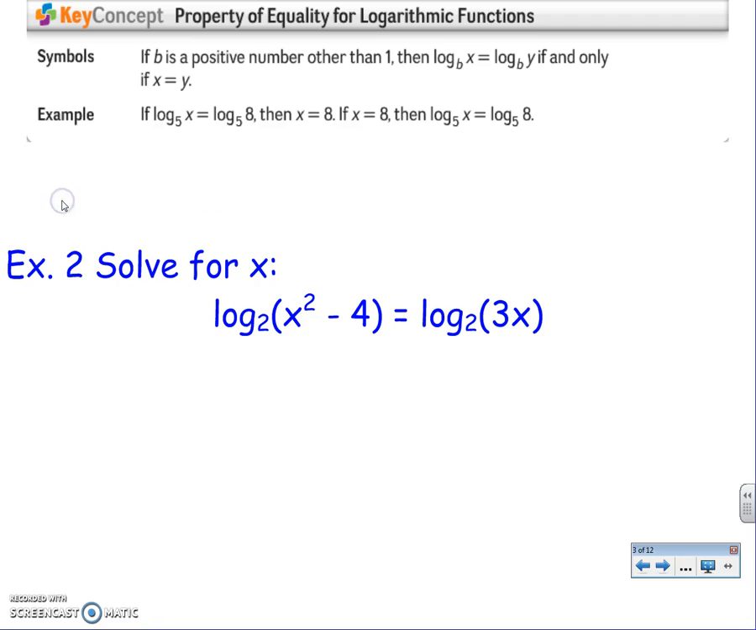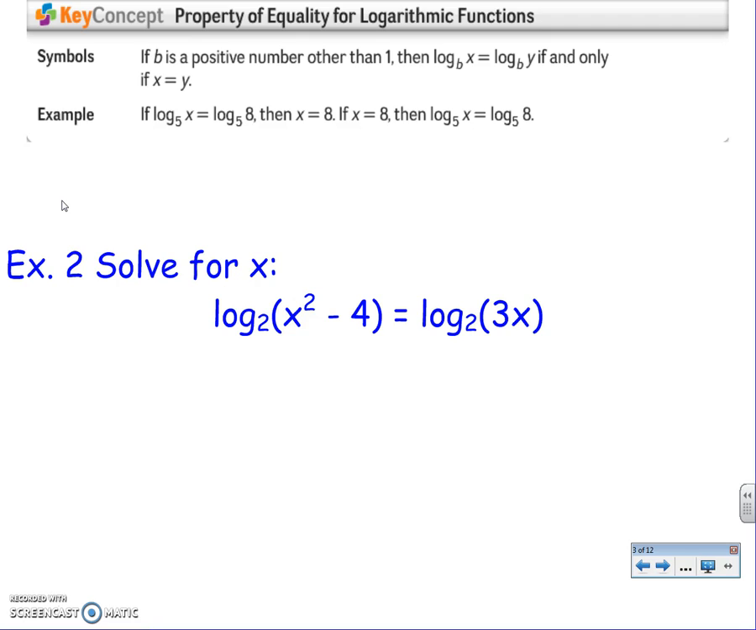All right. The property for equality is the same. It's also true for logarithmic functions. Basically, if you have two logs of the same base, and they're equal to each other, the number inside has to be the same. So for example, log base 5 of x equals log base 5 of 8. Well, they're both log base 5, so the inside has to be the same, meaning x equals 8.